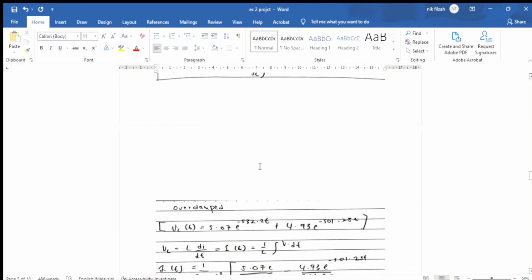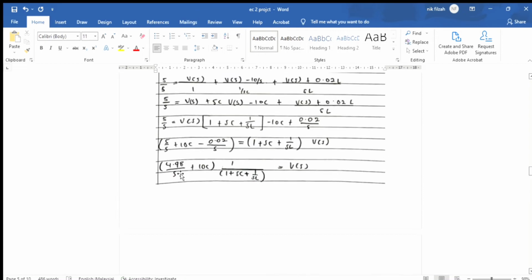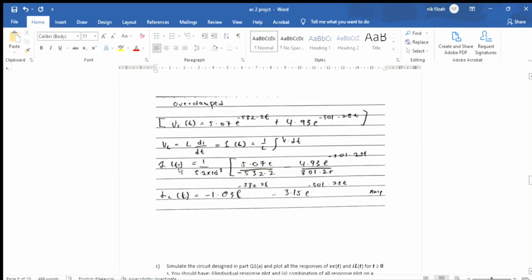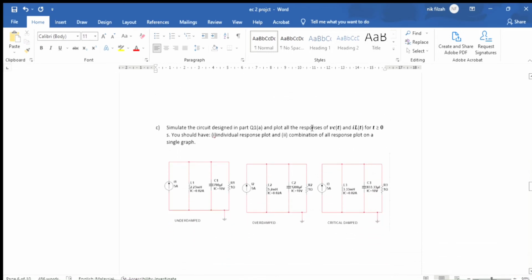Okay, so for the final answer we got 4.98 over 5 plus 10 C, 1 over 1 divided by 1 plus SC plus 1 over SC equal to Vs. So for the overdamped we got the current equal to negative 1.03 e to the power of negative 532.2t minus 3.15 e to the power of negative 30.125t ampere.